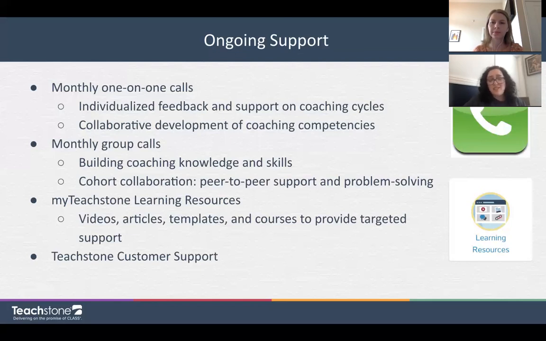And then the last thing is just ad hoc support that comes both in the form of their specialists being available outside of those one-on-one calls, but also our Teachstone customer support, which provides support on everything from the website to the iPods to teacher tech needs. And this is a really great way that we can make sure, again, that coaches are fully wrapped in support and have what they need to be successful and effective in their implementation of the MTP coaching model.